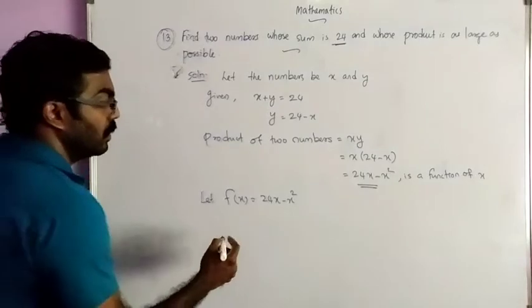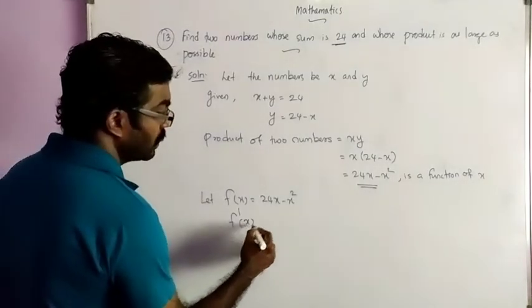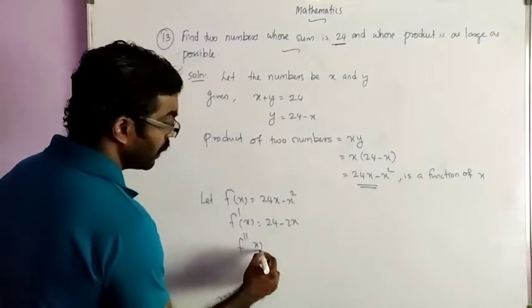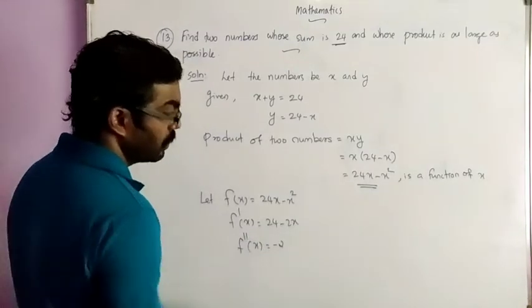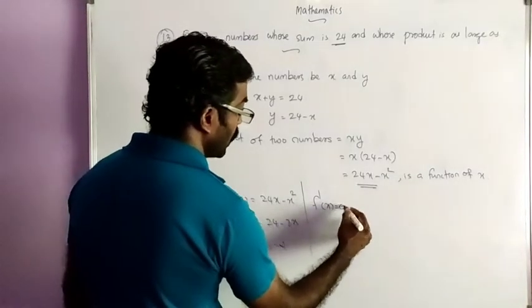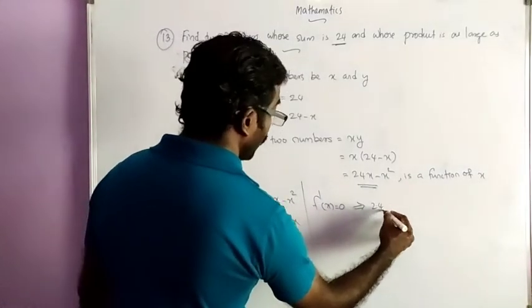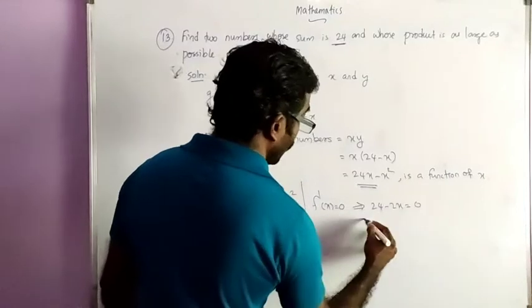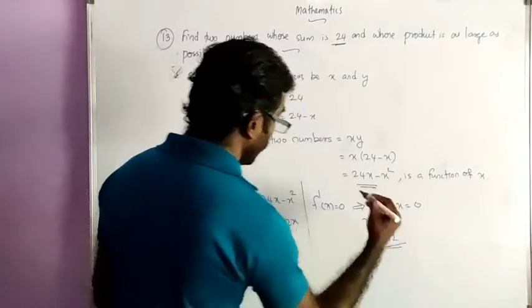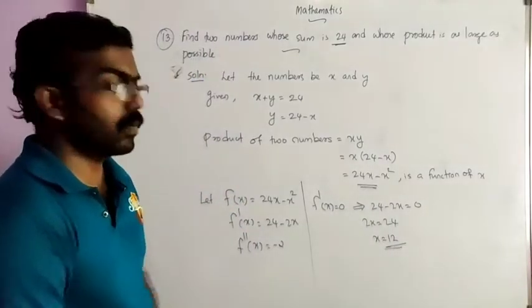So f dash of x is 24 minus 2x and f double dash of x is minus 2. To find the critical point, we have to equate f dash of x to 0, which implies 24 minus 2x is equal to 0, 2x equal to 24, x equal to 12. Okay, the value of x is 12.